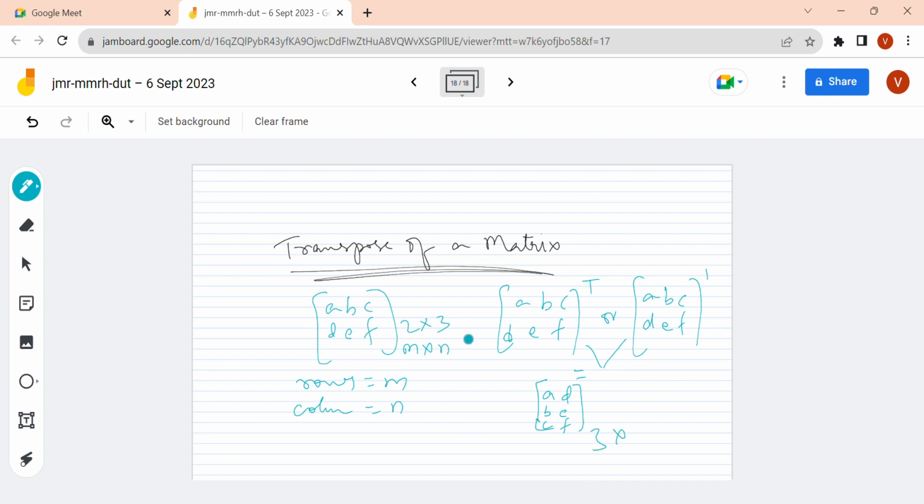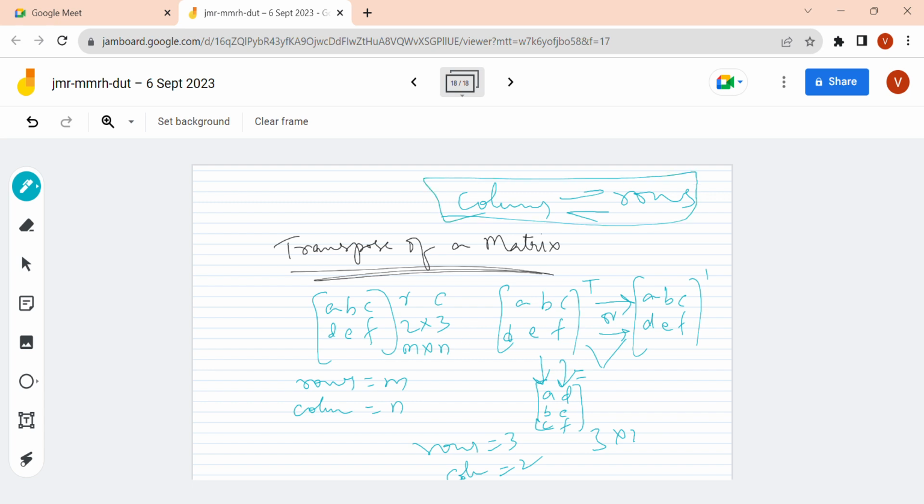It is changed into 3 into 2, where my rows became 3, columns became 2. Here rows are 2, columns are 3, but here rows are 3, columns are 2. That means I have made the first row into first column and second row into second column. So rows and columns are interchanged, first row with first column, second row with second column, like that. You are exchanging. That means simply you can say that i is exchanged with j. That you call as transpose of a matrix.